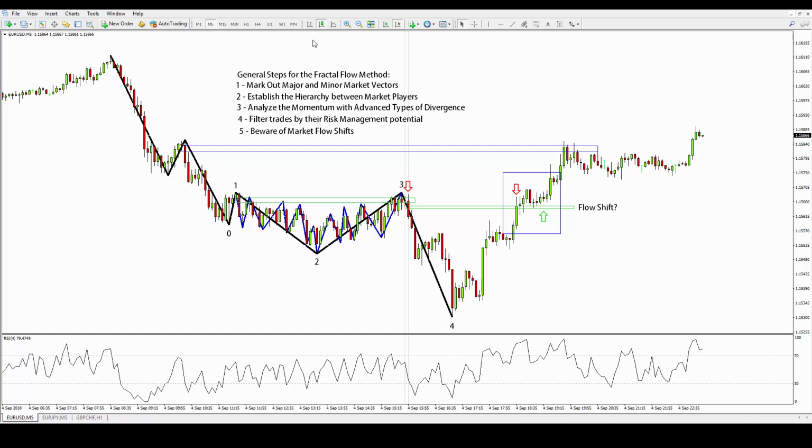This third step is correlated with the previous two steps because you cannot simply use momentum analysis to trade, otherwise you will experience too many bad signals. The momentum analysis and the advanced types of divergence like the fractal reversal and the fractal hybrid must fit within the context built around the first two steps of the method.